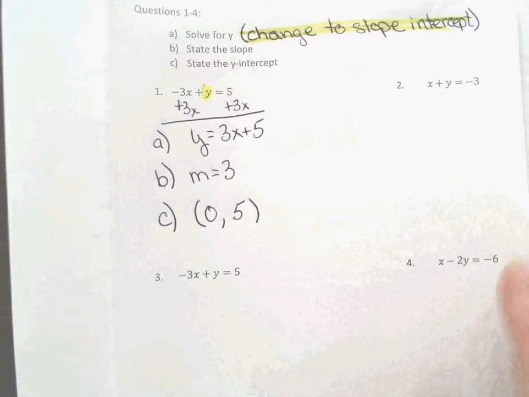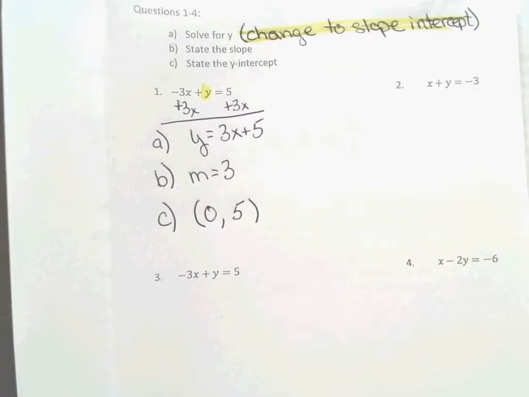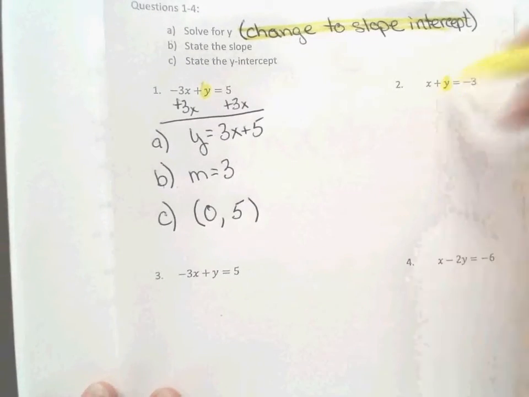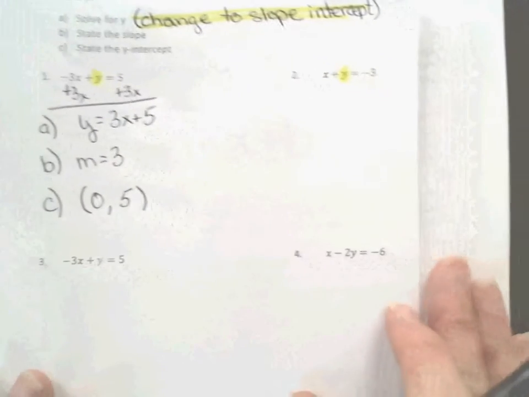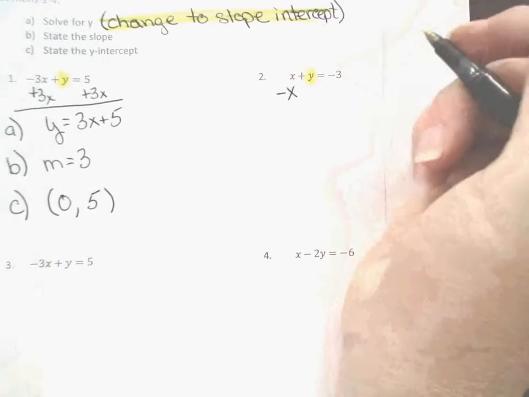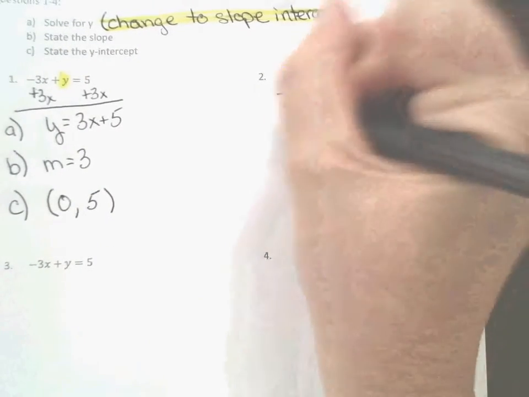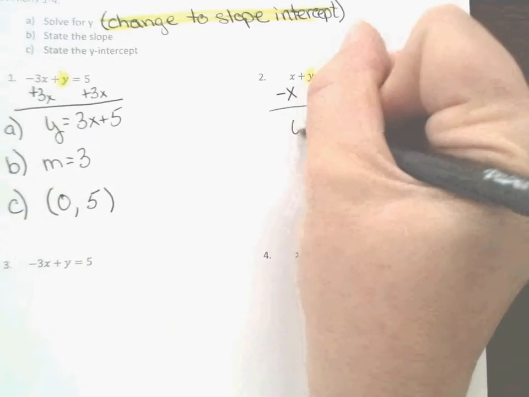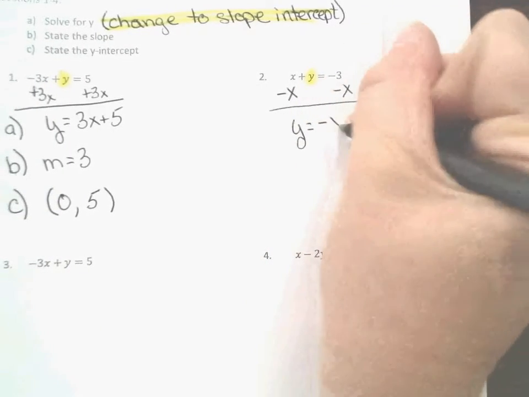Okay? So on number 2, we need to leave the x, so we are going to subtract x to the other side. So we will have y equals negative x minus 3.